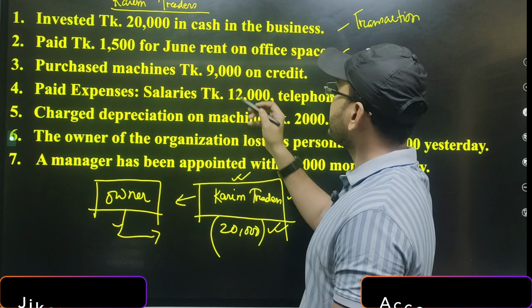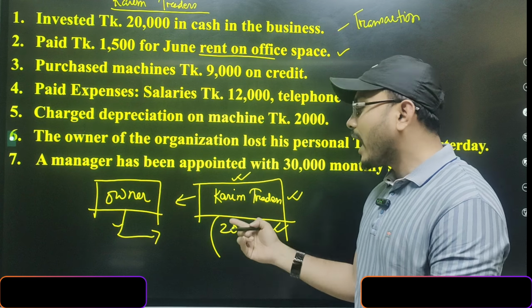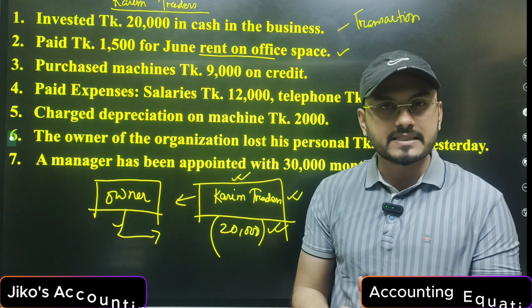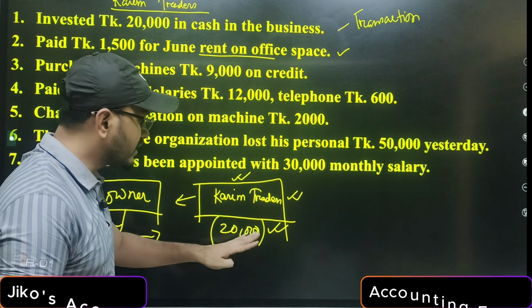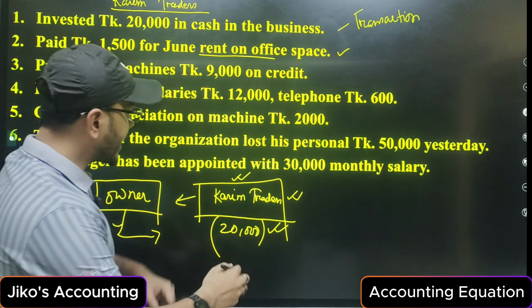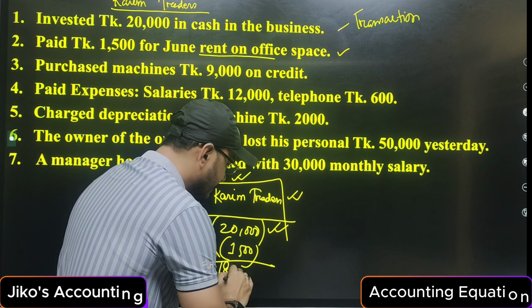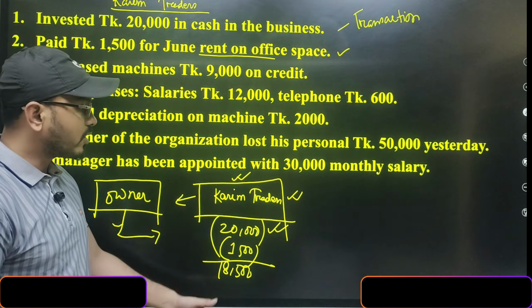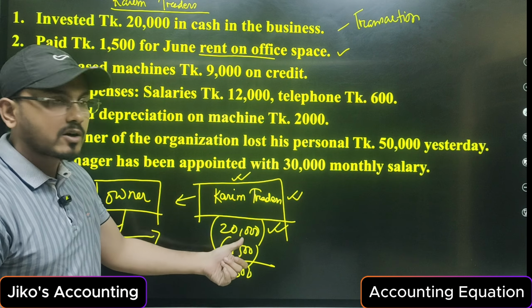You can see, because of the payment of office space, how about my cash situation of the business? It will be increased or decreased. Currently, just imagine I have 20,000 taka cash and I have to pay 1,500 taka. That indicates the reduction of cash through payment. Obviously, there is a change you can notice in the business organization.